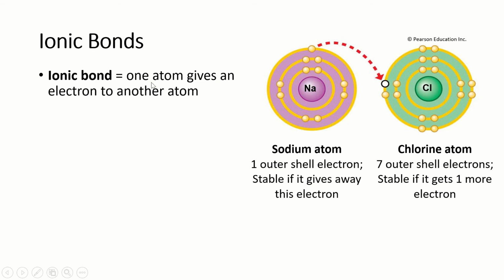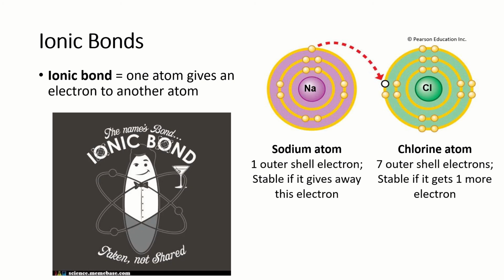This is called an ionic bond because after sodium has given up its electron, chlorine has taken the electron, they both have a different electrical charge than they started with. Remember that the electrons carry a negative charge. So an ionic bond, remember, one atom gives an electron, another atom takes it. You can remember this because the name is ionic bond, taken, not shared.